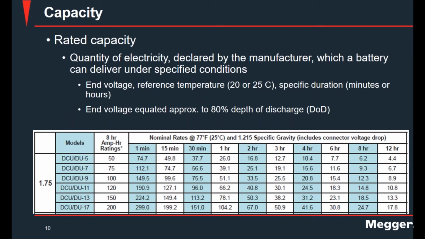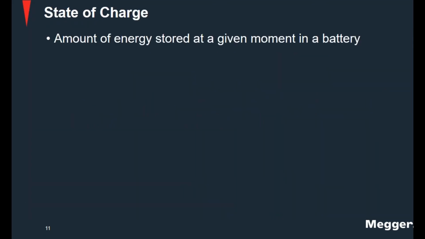These tables are there to be able to test according to the duty cycle of the battery. And one more term is the state of charge, the amount of energy stored at a given moment in the battery. So this is the typical indicator that we look at on our cell phones to see how much energy I have stored, but it's not a measurement of the quantity of energy that it can store.